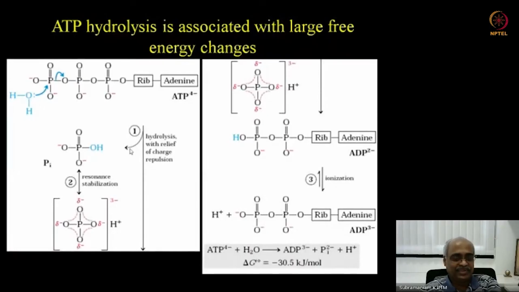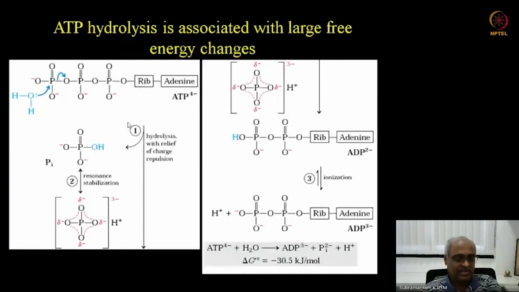So when you hydrolyze, this charge repulsion is relieved. Remember, reason 1 why ATP is a high energy molecule. I'm slowly introducing the term that we need to remember. ATP is a high energy compound. So why is it a high energy compound? One of them is this: if you hydrolyze, charge repulsion is relieved. And secondly, the phosphoric acid liberated can have resonance.